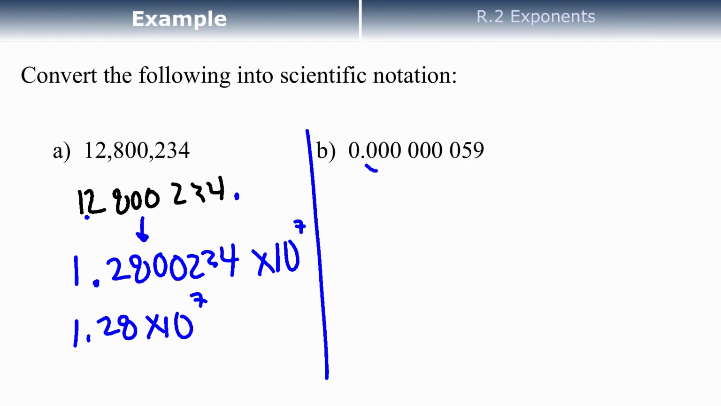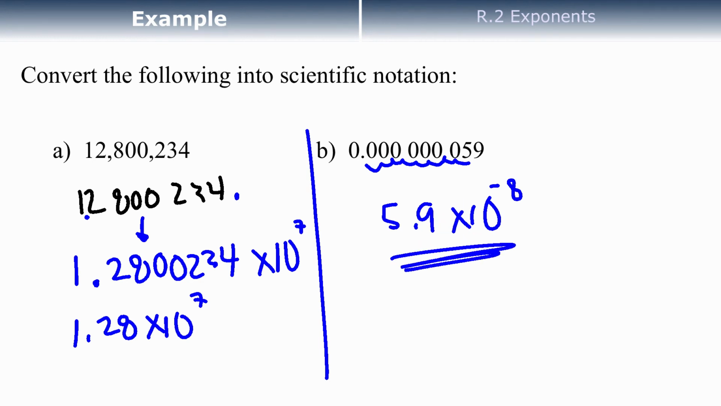So I'm going to have to move this 1, 2, 3, 4, 5, 6, 7, 8 places. So my number now will change to 5.9. Okay, so that's 5.9 times 10. And now I say how many places I had to move it. There were 8 places. Since it's a small number, since I was moving the decimal left, it would be negative. Okay, so that's scientific notation.